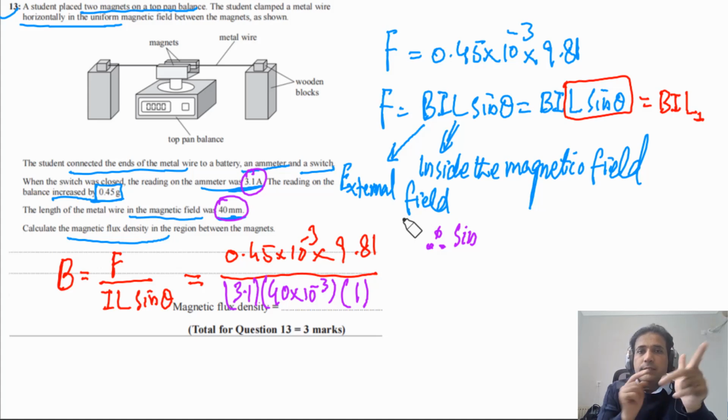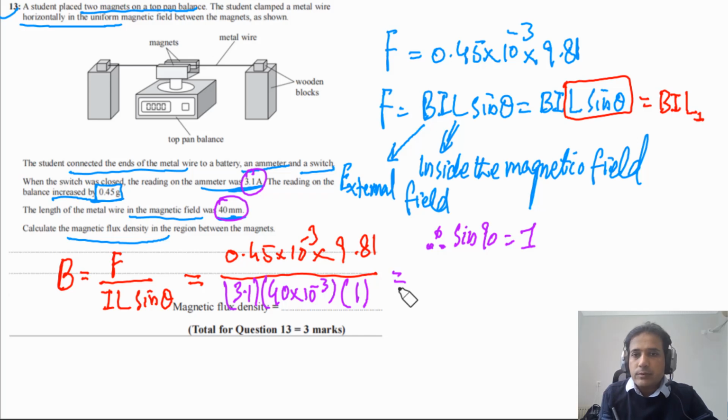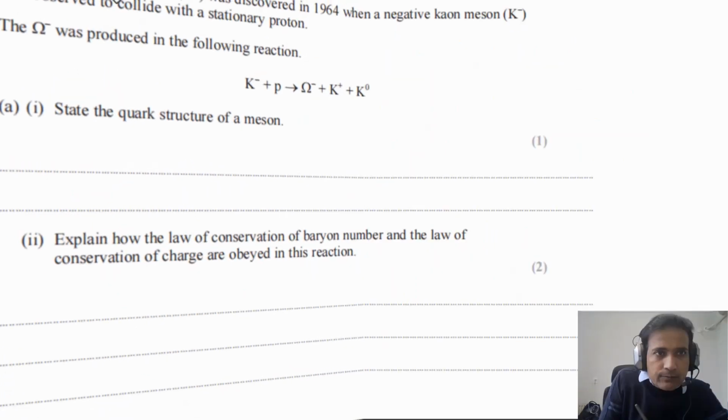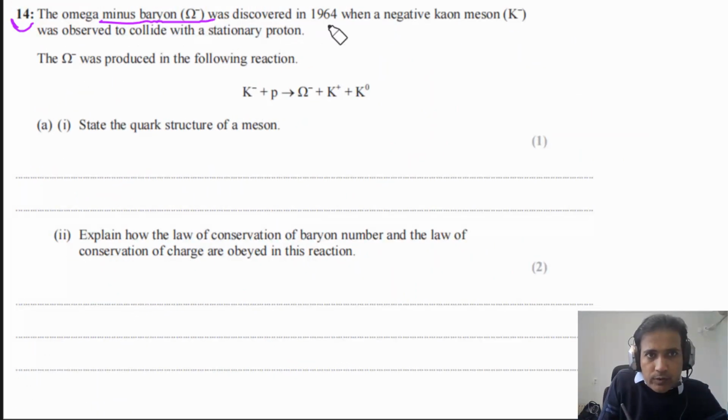Now if we solve this one for B, we will get 0.0356 Tesla. So this is our final answer. So we can also write on this one up to SF. Our answer will be 0.436 Teslas.